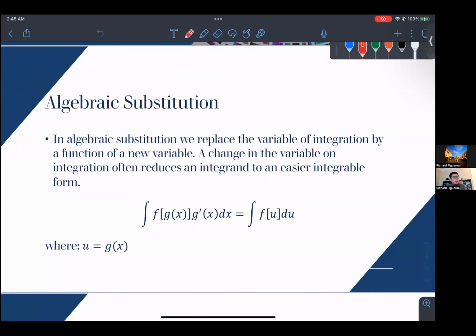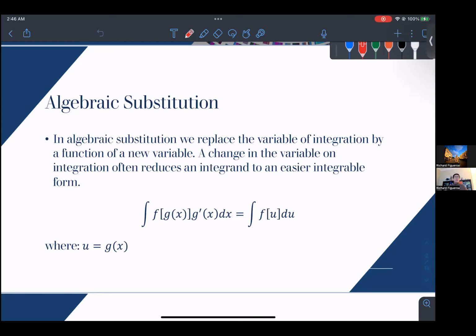So even from the start, we are already doing some substitution as an alternative method in finding the integral using the power rule. It's the same thing in algebraic substitution. The only thing here is you just need to identify which function you are going to set for u, and then derive it, so you should be able to get the g prime of x dx. And then from there, we can substitute that into the integral of f(u) du.